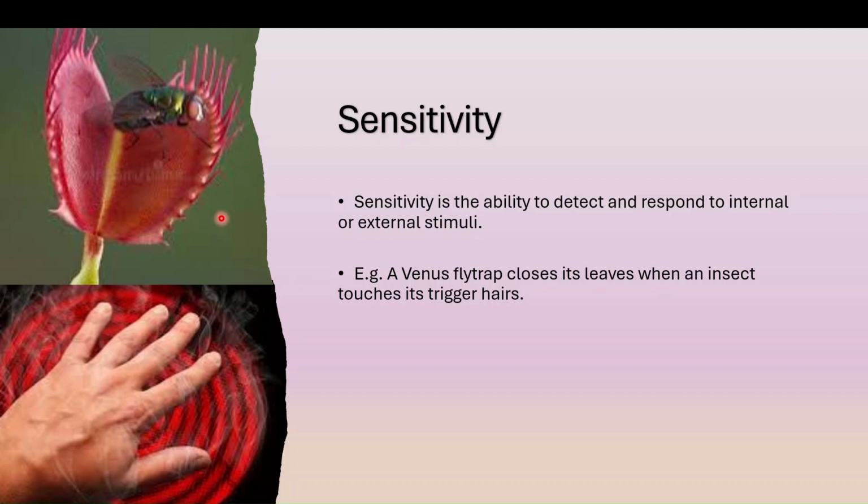So for example here, we have a Venus flytrap. The stimulus is the insect, the fly, which touches little tiny trigger hairs. The receptor is the tiny hairs, which are specialized to detect the touch. The response is the plant snapping shut to trap the prey. Sensitivity is important because without it, organisms wouldn't know if something is good, like food, or if something is dangerous, like a predator, or even putting your hand on a hot stove.